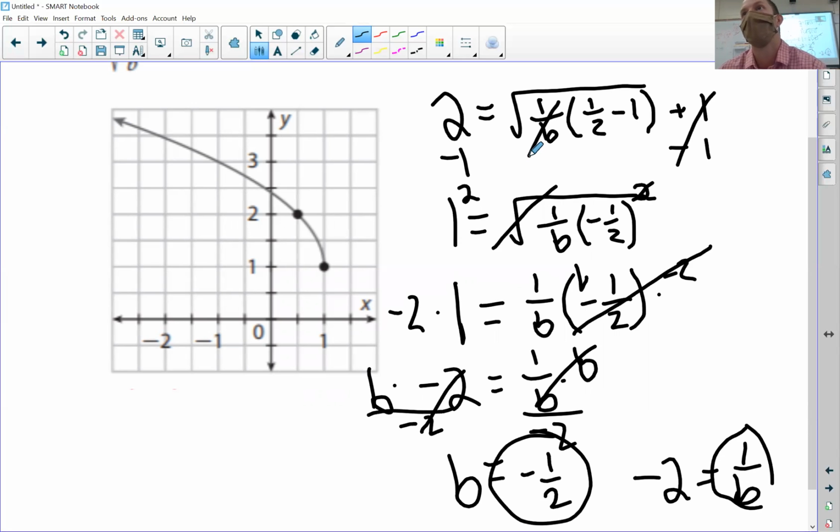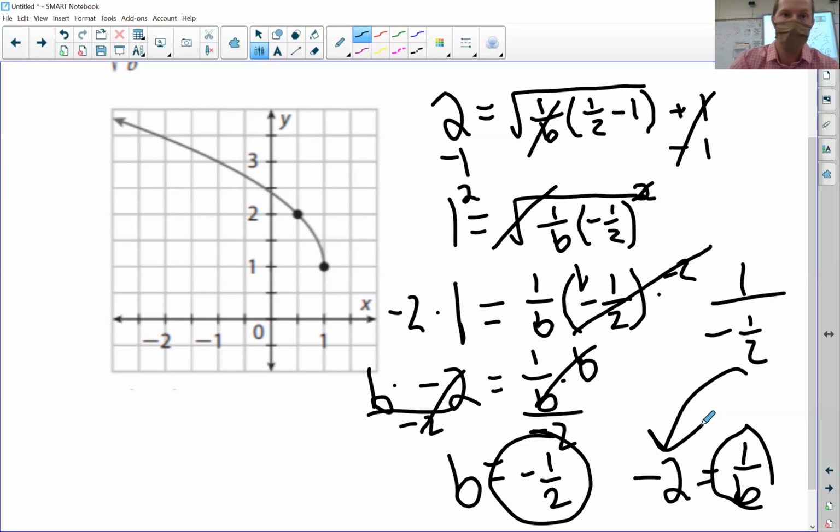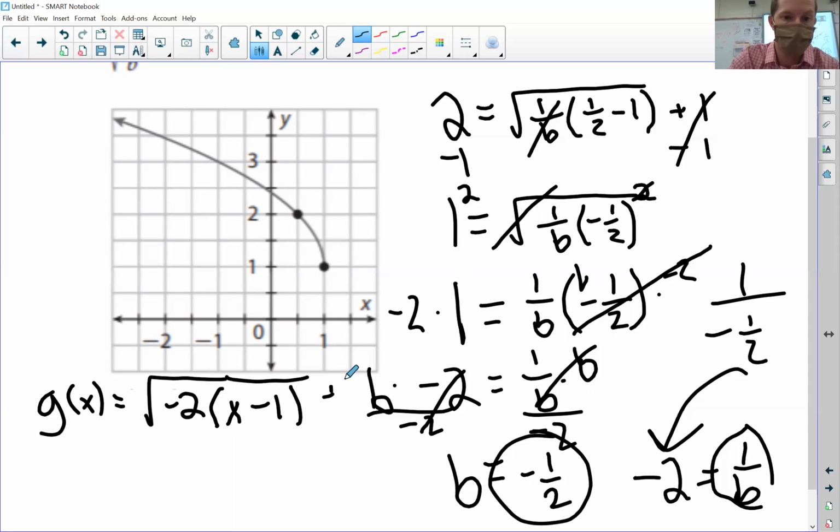If your answer for 1 over B was negative 2, when I plug in B, wouldn't it be 1 over negative 1/2? Which is actually what? Negative 2. So it's just adding extra steps. I don't care which way you do it. You just need to be able to find B and get to your equation. Now, let's write my equation. So g of x equals, what reflection is happening here? It's over the y, so that's why there's a negative 2 in there. Does that make sense? Square root of negative 2 times x minus 1, plus 1.